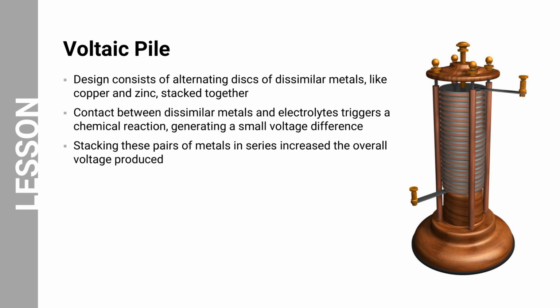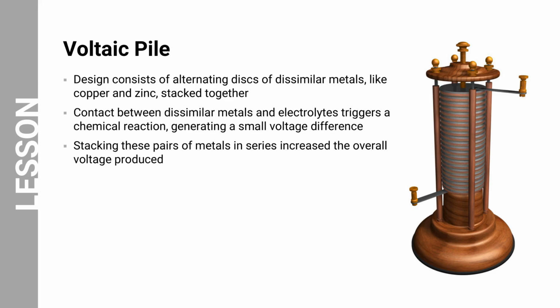The voltaic pile, invented by Alessandro Volta around 1800, is considered the first true battery capable of producing a continuous flow of electricity. It marked a significant leap forward in harnessing and utilizing electricity. The design consisted of alternating discs of dissimilar metals stacked together, like copper and zinc. These discs were separated by layers of moistened cloth or cardboard soaked in an electrolyte solution, often salt water.